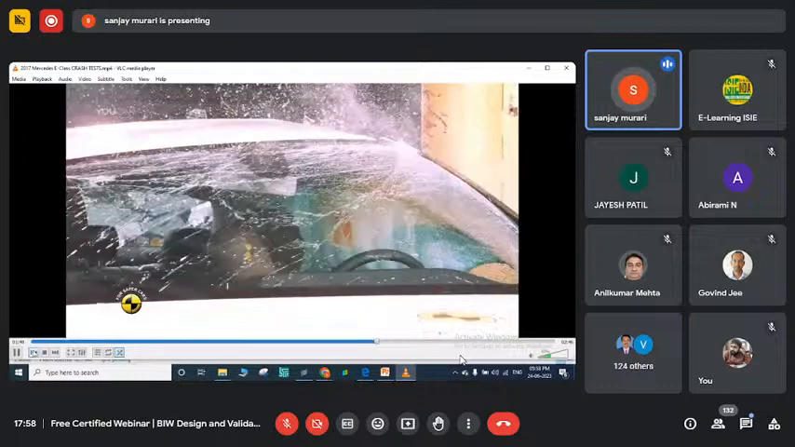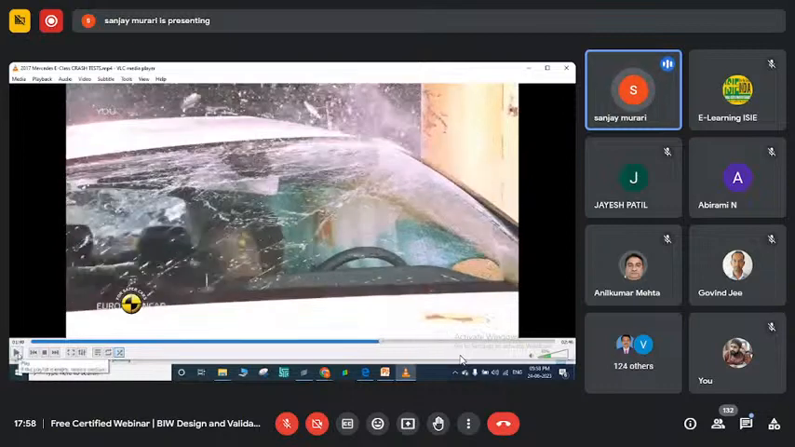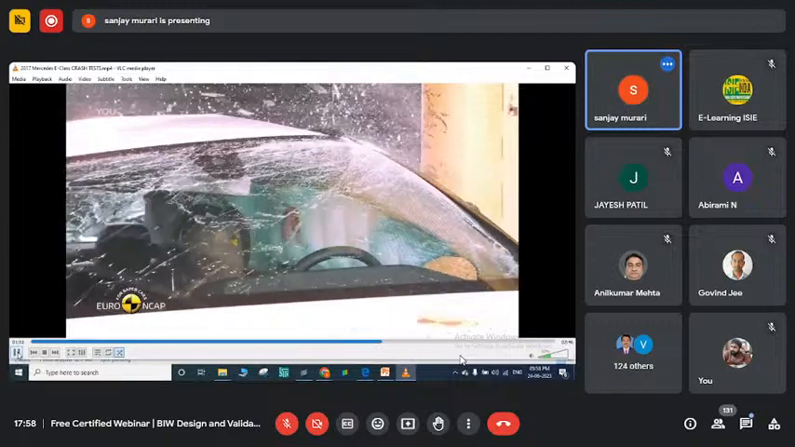This is another type of side test, which is known as the pole test. If the vehicle goes and impacts on the pole, then how the vehicle will behave, that we are trying to validate from this pole test.